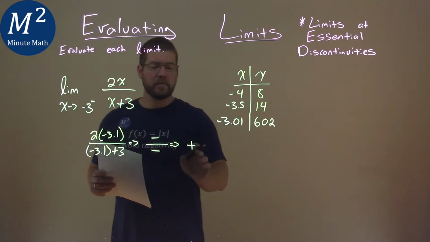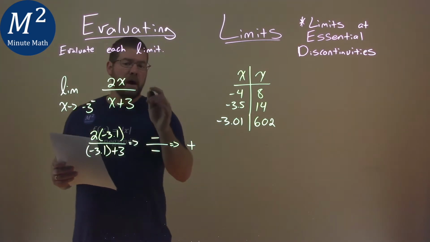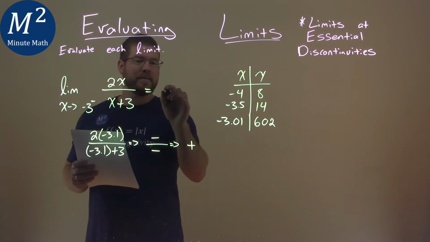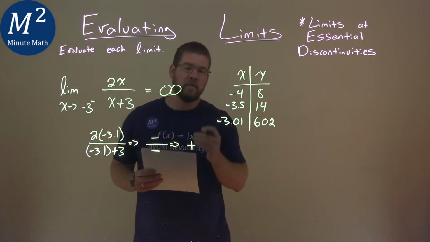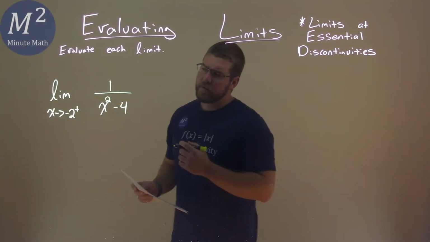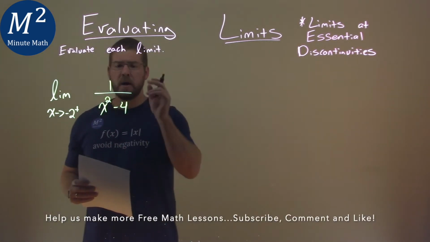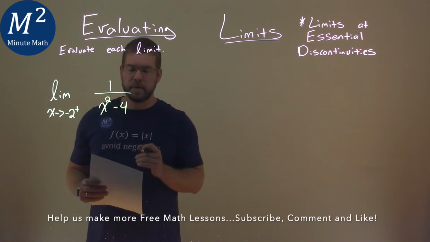So from our table and from our knowledge about limits here, as we approach negative 3, when we're dividing by a 0, we would say that this limit is equal to positive infinity, and that is our final answer. We're given this limit right here: the limit as x approaches negative 2 from the right of 1 over x squared minus 4, and we have to evaluate this limit.